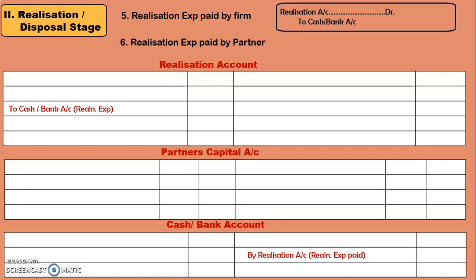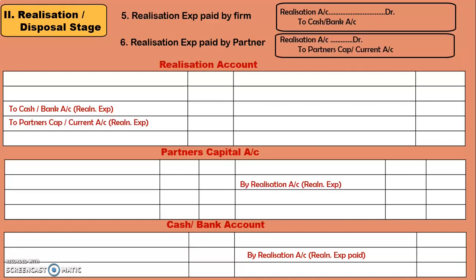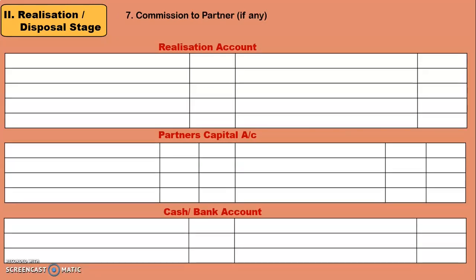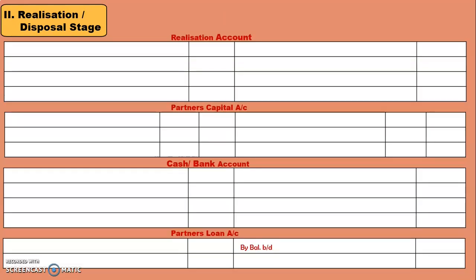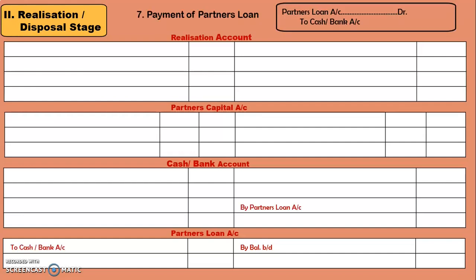And if any of the partners decides to pay the realization expenses, then we have to credit that partner's capital account. If any partner is paid commission, then that partner's capital account has to be credited. So we debit realization account by that amount of commission and credit that partner's capital account. Now, if there is any loan given by a partner to the firm, we prepare a separate partner's loan account and transfer the balance to that loan account. And when this partner's loan is paid off, partner's loan account will be debited and cash or bank account will be credited.